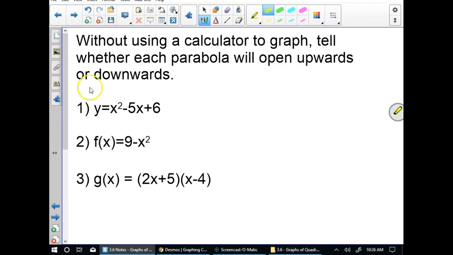Without using a calculator, let's look at these. Without using a calculator or Desmos or anything, number 1, Zoe, is that going to open upwards or downwards? Up. Okay. Adam, what about number 2? Is that one going to be up or down? Down. And Jaden, what about number 3? Up or down?